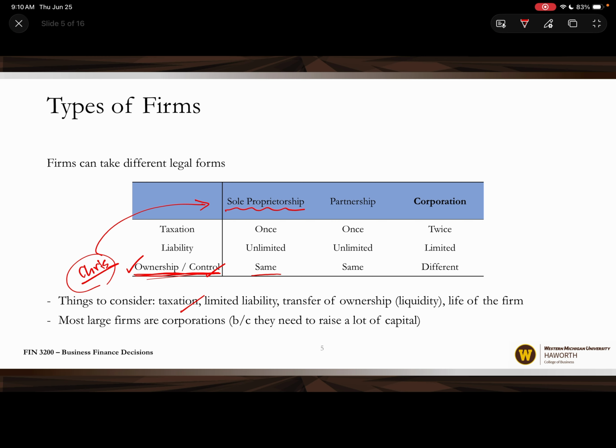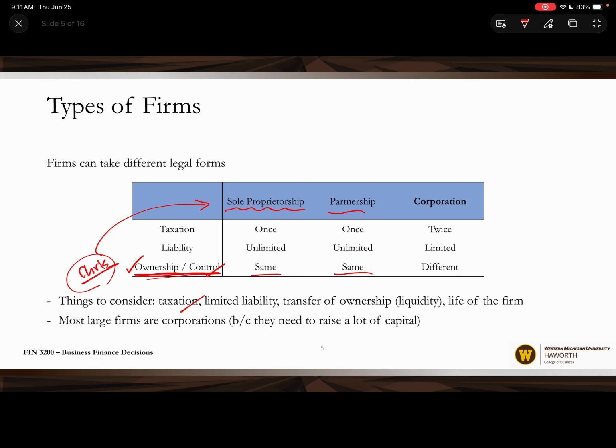The same thing goes for partnerships. A lot of dentists are in the form of partnerships. You know, we have these dental offices with like 3 dentists. They form a partnership and run the business together. They own the business and they actually run the business themselves. So the ownership and control are the same.